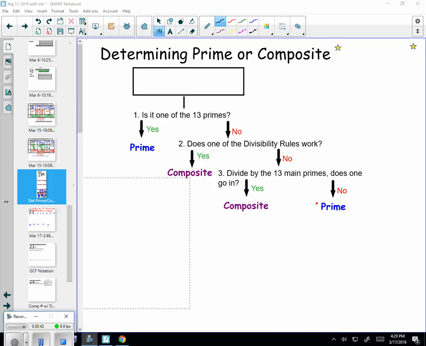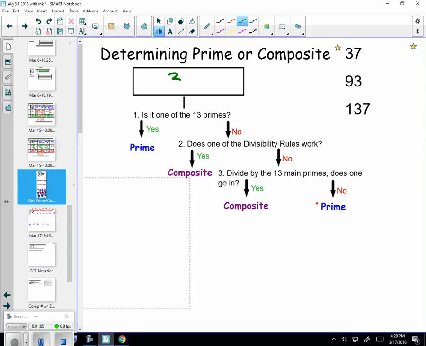And your third step is to divide by the 13 main primes. Does one of them go in? If one of the primes works, it's composite. If none of them do at this point in time, you can assume the number is prime. We're going to check three numbers in this lesson.